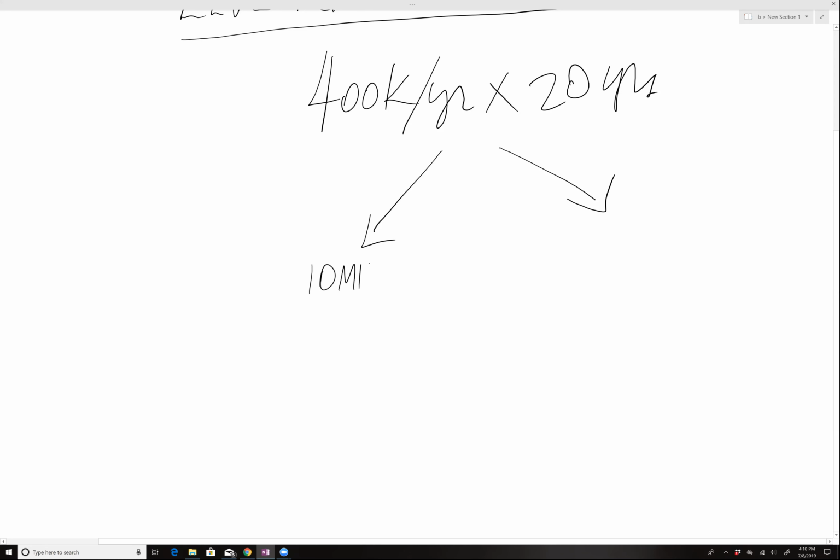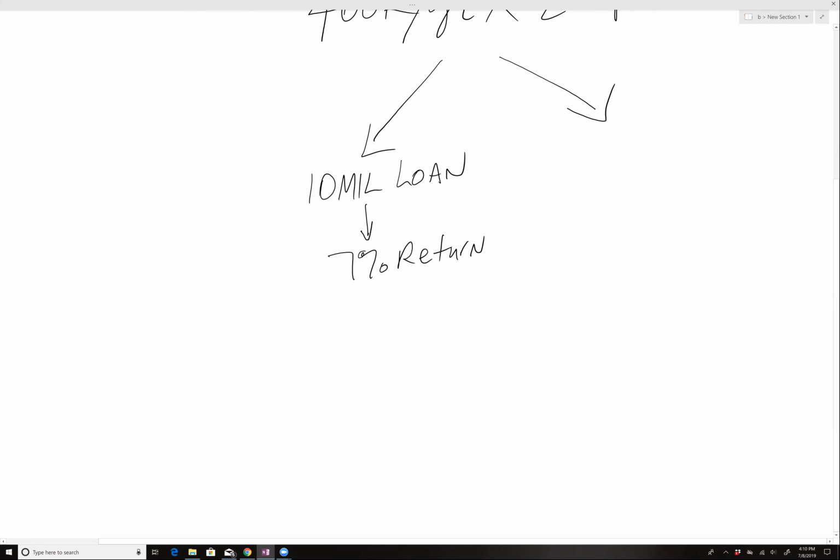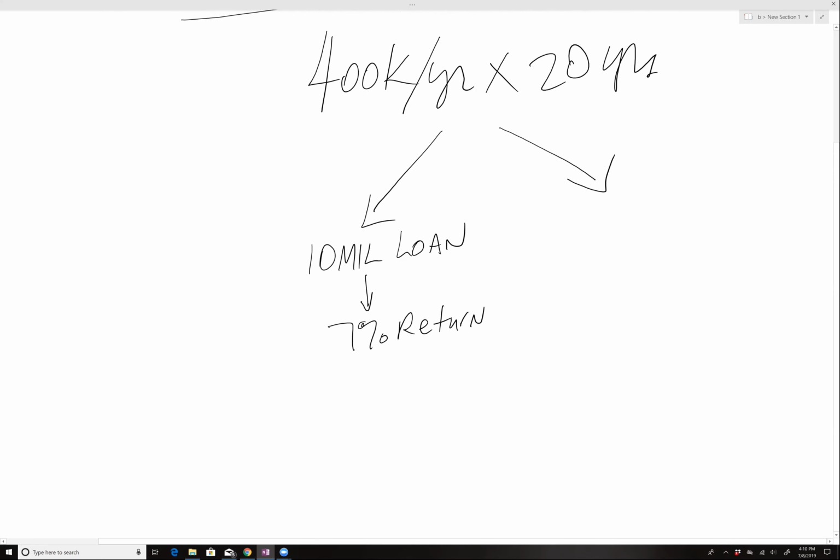And in the first example, we're going to say that that $400,000 a year is interest on a $10 million loan, which is invested into a 7% return investment. And at the end of 20 years, the value of that account, net of the 10 million, is $28,696,844.